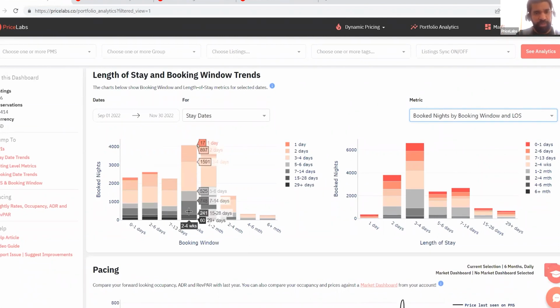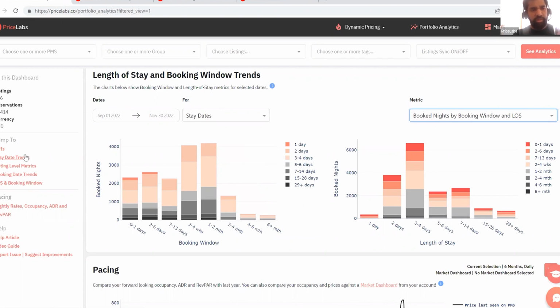So for example, in this, what we're saying is there are about 17 stays that were 1 day long. There were 897 book nights that were 2 days long, and they came in within the 2 to 4 booking window. So it's helpful for you to understand as you set up your stay restrictions. So that's use case number two, right? For us to understand how we are doing in terms of length of stay and booking trends itself, right?